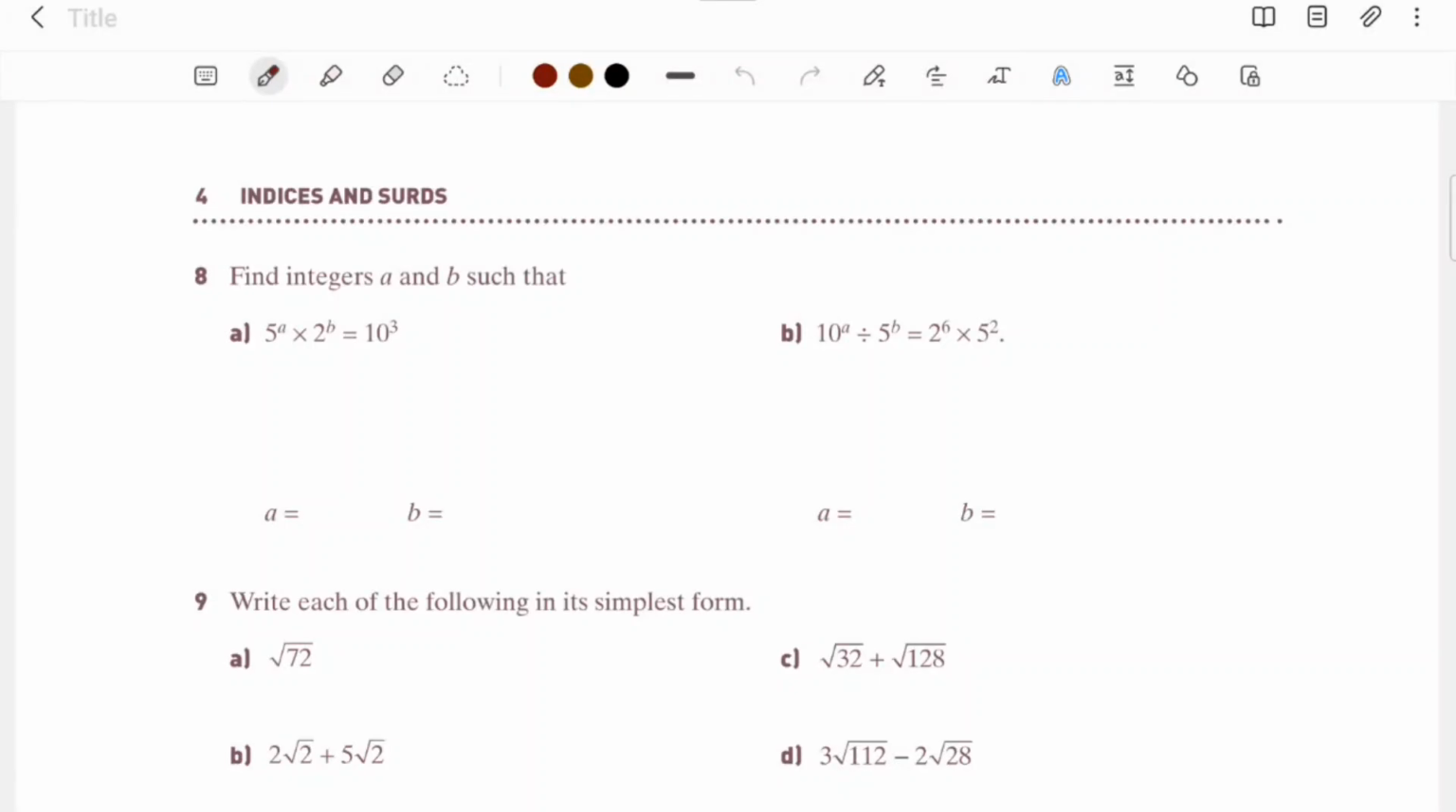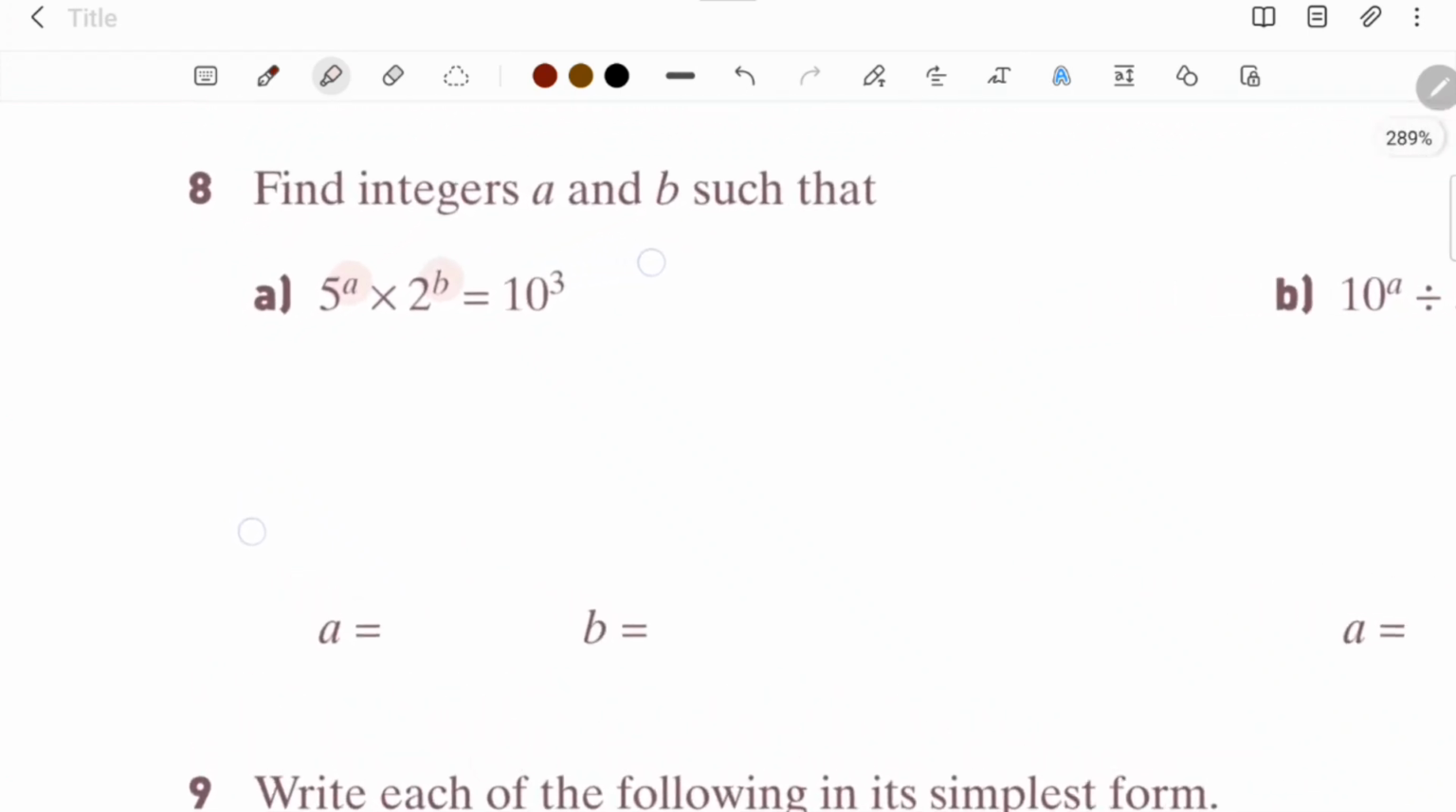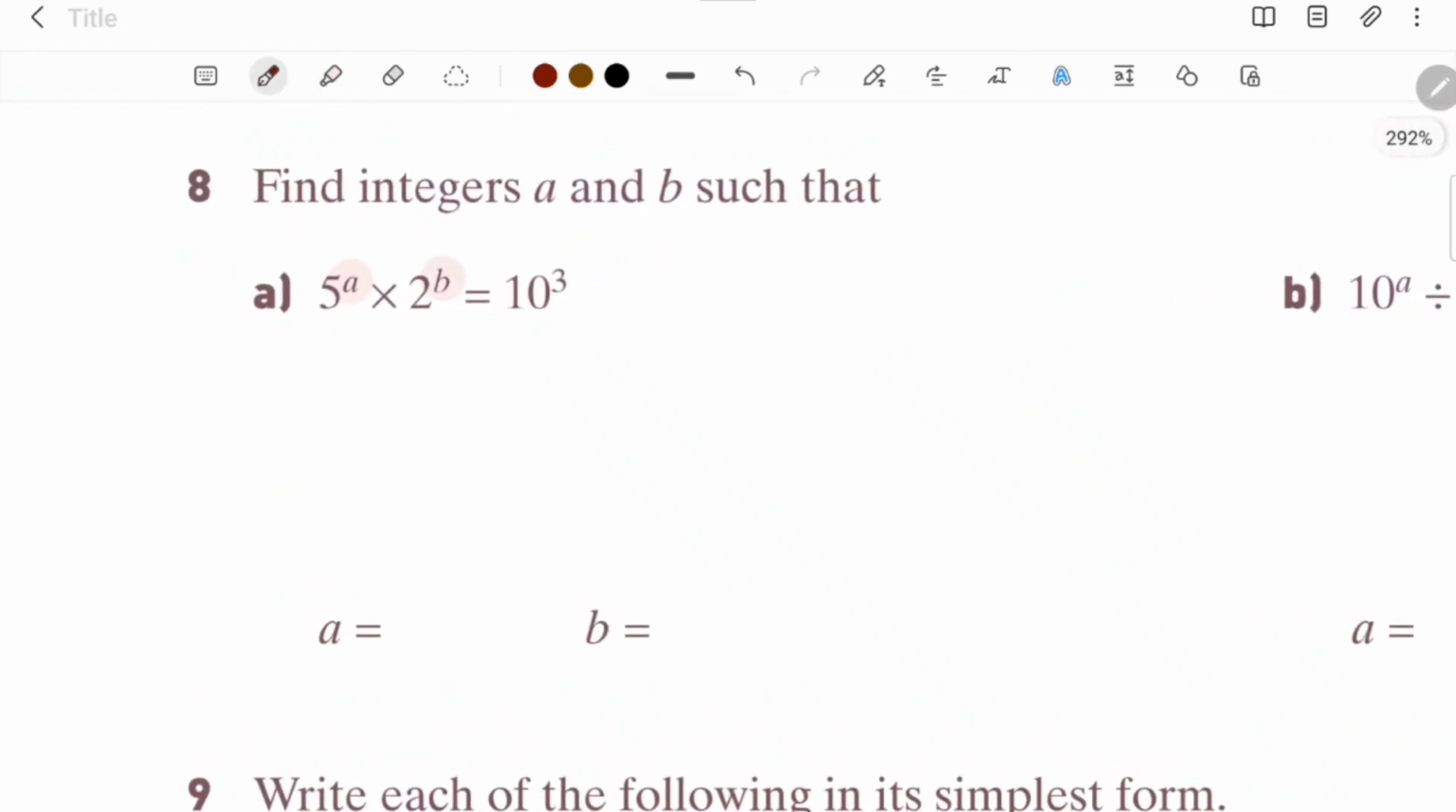So this one, number 8 here. They ask you to find the integers a and b. So a is this one, b is this one. Okay. Notice that 5 times 2 you get 10, right? So 10 to the power of 3 is actually 5 to the power of 3 multiplied with 2 to the power of 3. So when you compare, a is actually 3, b is also 3.